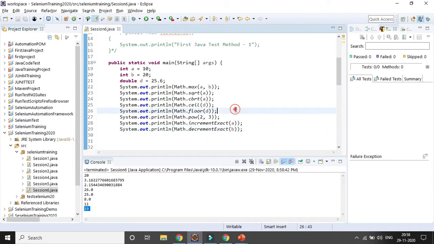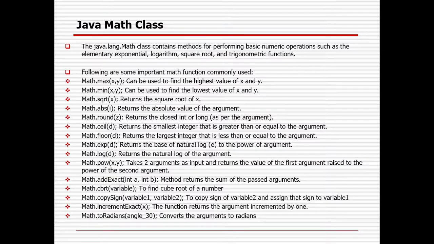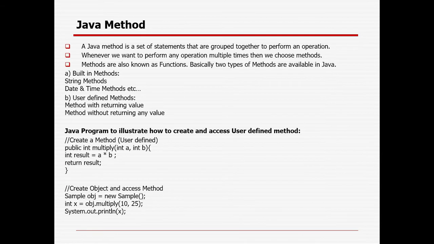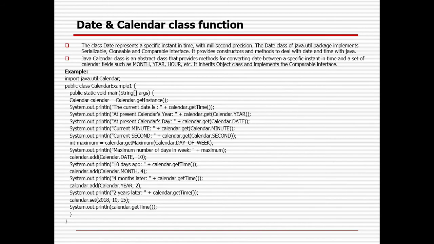So these are the important methods or functions available in the Math class through which, without writing any new method, you can directly use it. This is called built-in methods. String methods, date and time methods, or Math class methods are built-in methods in Java, and you can directly use them without writing any new method. In case a method is not available, you have to write your own method, where a method can have a return type or no return type also. So that is all about the Math class.